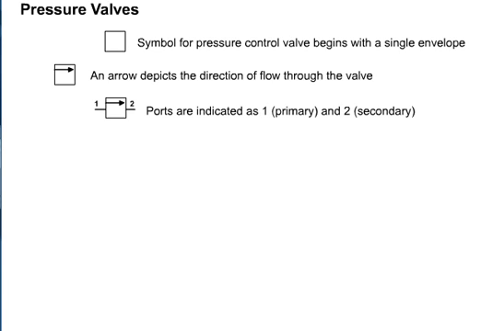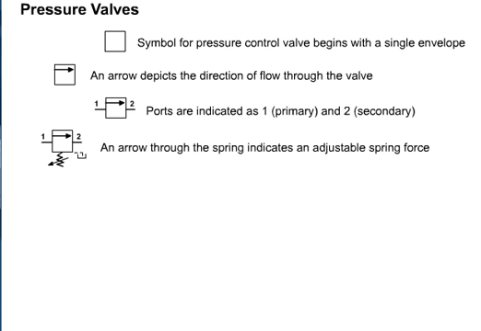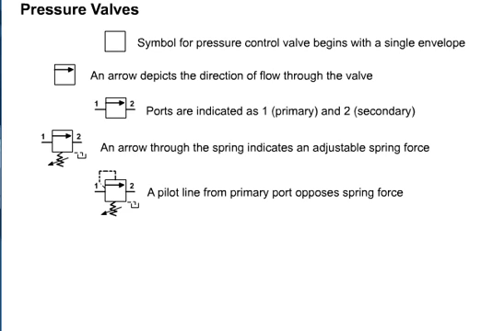All pressure valves are normally closed with the exception of a pressure-reducing valve, which is normally open. The spring located perpendicular to the arrow indicates that the spring force holds the valve closed. An arrow diagonally through the spring indicates that the spring force is adjustable. Pilot pressure opposes spring force. This is indicated by the dotted line running from the primary port perpendicular to the arrow opposite the spring.